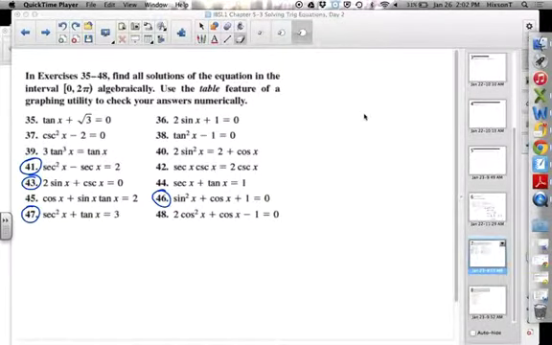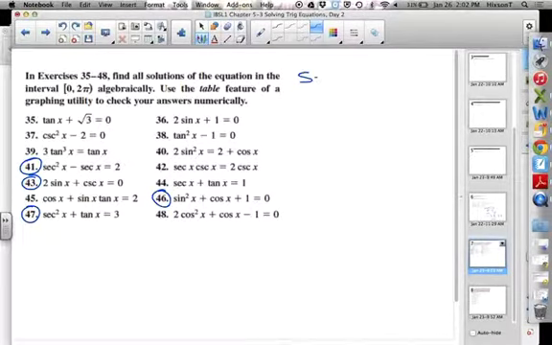Alright, so let's start by looking at some of the homework problems here. First of all, number 41. The nice thing about 41 is that it is already in terms of one trig function, secant. So we have this secant squared x minus secant x equals 2. Now this is a quadratic form because we have a secant squared.